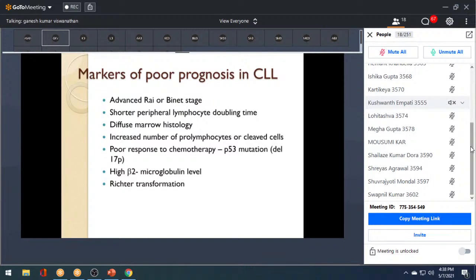What are the markers in the case of CLL to understand poor prognosis of the disease? Advanced Rai or Binet stage, and shorter peripheral lymphocyte doubling time. So what is peripheral lymphocyte doubling time? When a patient with CLL comes to you, you put the patient on follow-up. You ask the patient to come for 3 or 6 monthly visits.